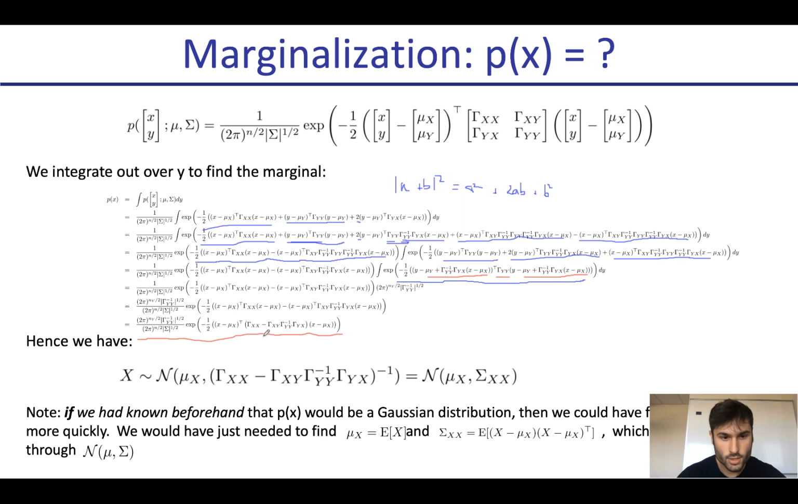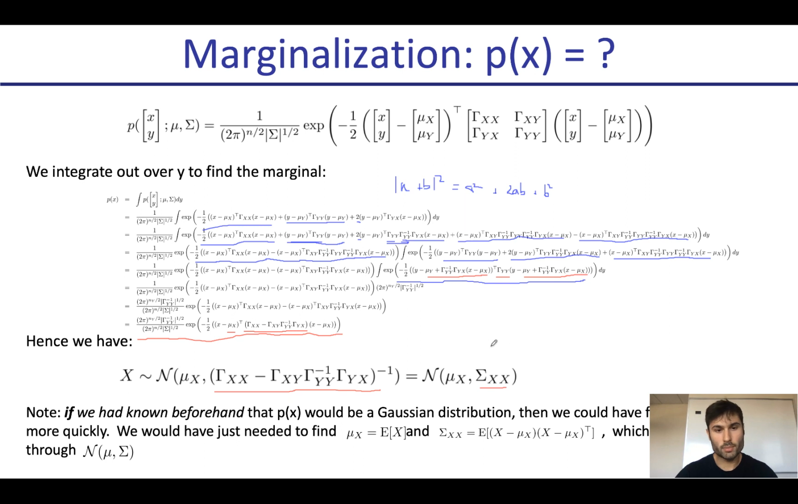p of x. What this means is that this mu x is the mean, and this term over here is the inverse of the covariance. So essentially we just have that the Gaussian variable x follows a Gaussian distribution with mu x and covariance matrix sigma xx, by plugging in the previous relationship that we found between the precision matrix and the covariance matrix.